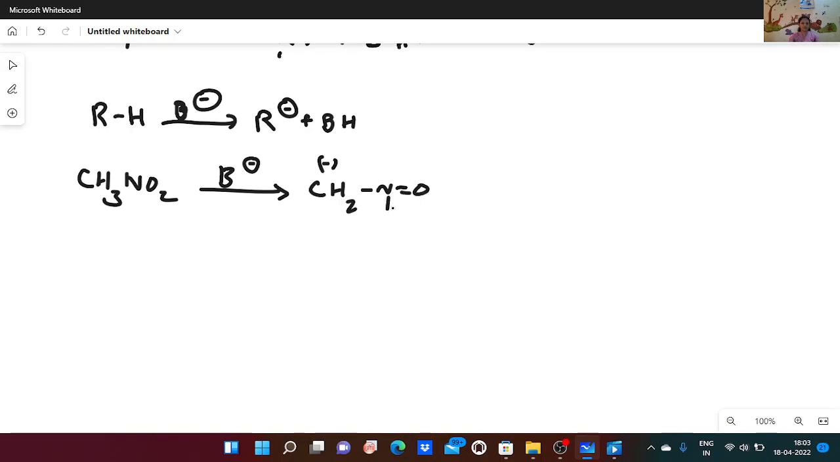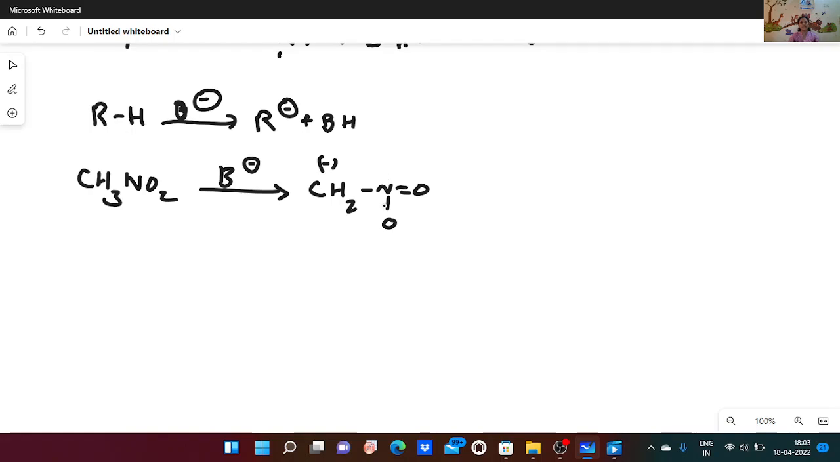And it is very important that whenever a carbanion is formed, only when it is stable will it exist. For example, take CH3NO2, nitromethane, which is given in your textbook. How can we generate a carbanion? If you are using a base, that base will accept a proton. So CH3NO2 loses H plus, and you will get CH2 minus NO2.